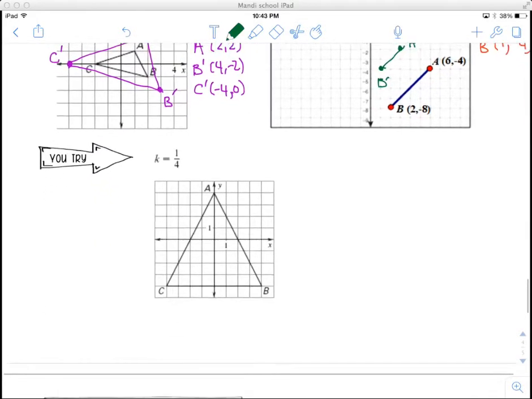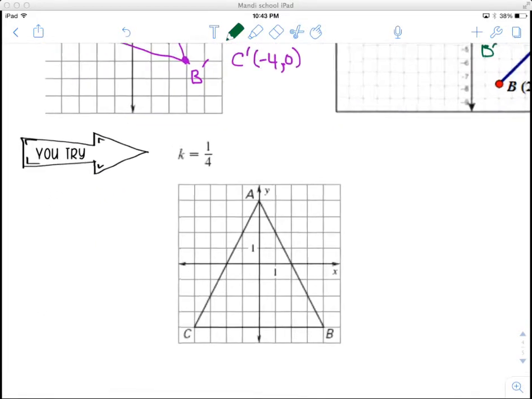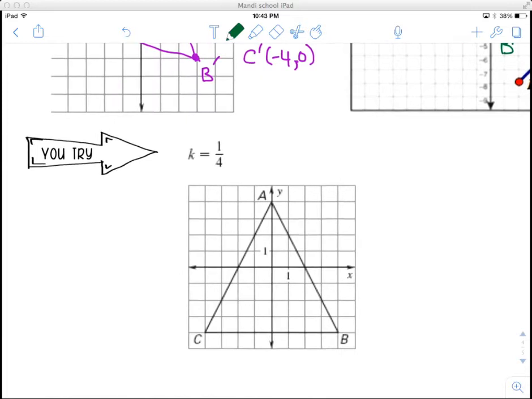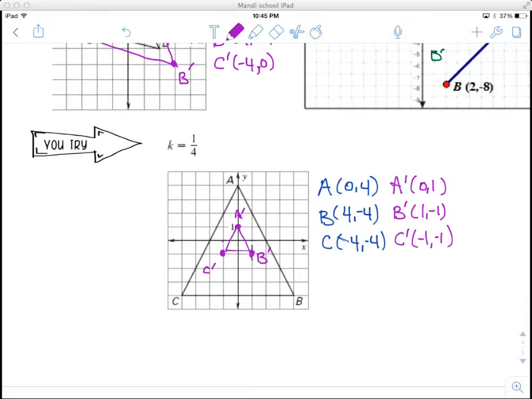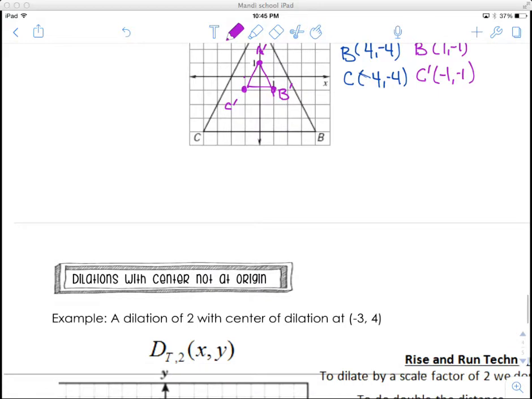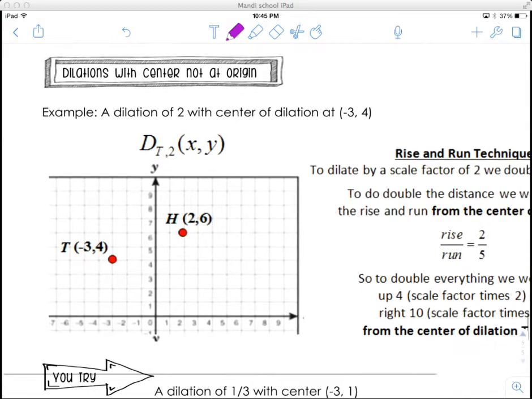Okay, once again, I want you to try this one. The scale factor is by 1/4. So this is going to be a reduction. Pause your video and see if you can do this. Okay, once you've checked your answer, then we'll go on to the very last section, which is dilations with a center that is not at the origin.